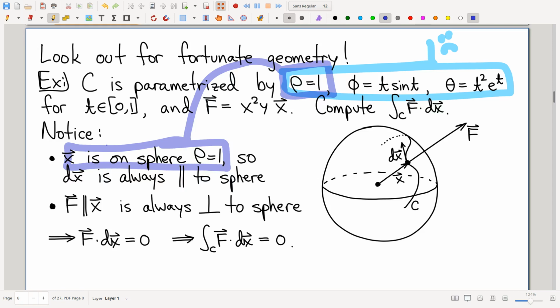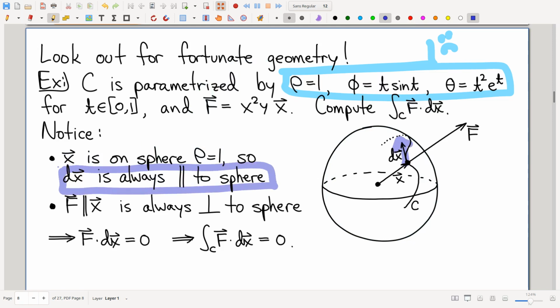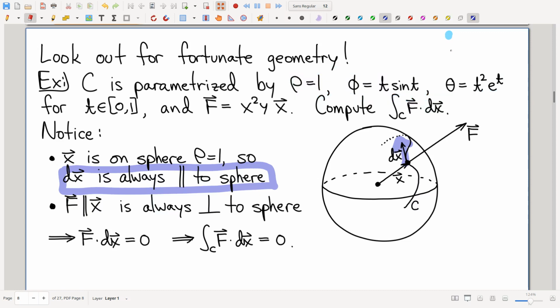And so here's the geometric observation then. If you are confined to the sphere, if you are moving around exclusively on the sphere, then that means that your dx vector has to be parallel to the sphere. If it was pointing off of the tangent to the sphere, then that would suggest you're moving away from the sphere. So first geometric observation: the dx is always parallel to the sphere.